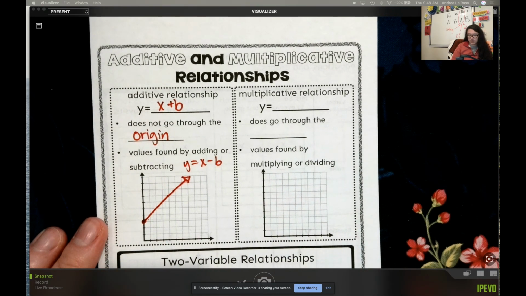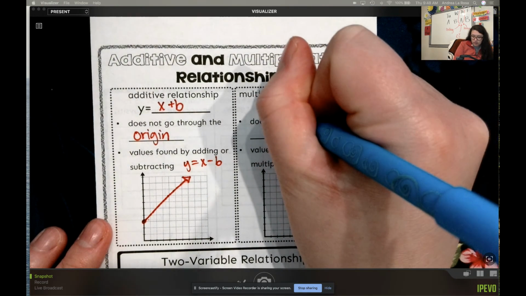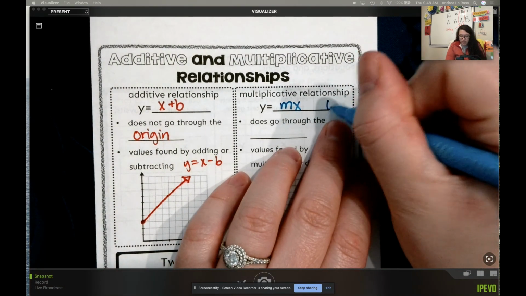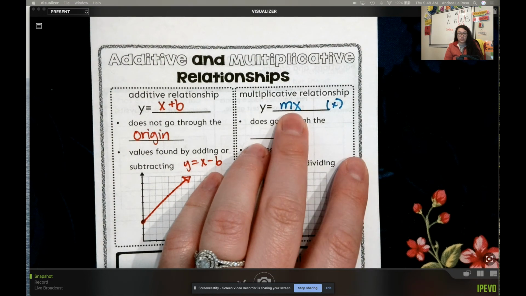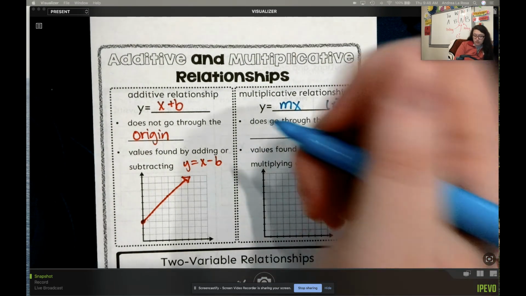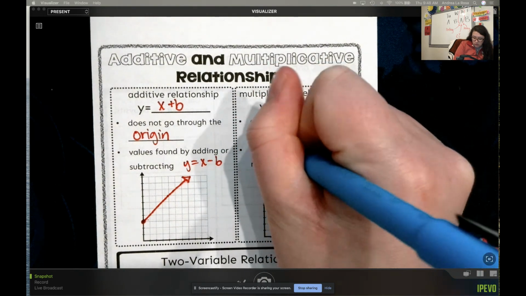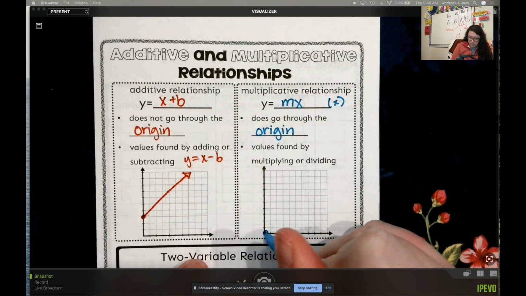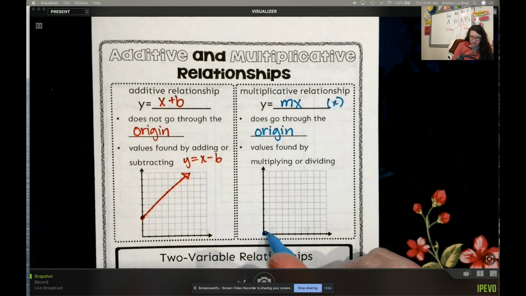That's an additive relationship. And then the multiplicative relationship, remember, is y equals mx. When they're side by side like that, that means I'm multiplying. It does go through the origin. Multiplicative relationships go through the origin, and it's found by multiplying or dividing. So again, it doesn't matter if your graph looks exactly like mine or not. The biggest thing is that it goes through the origin.